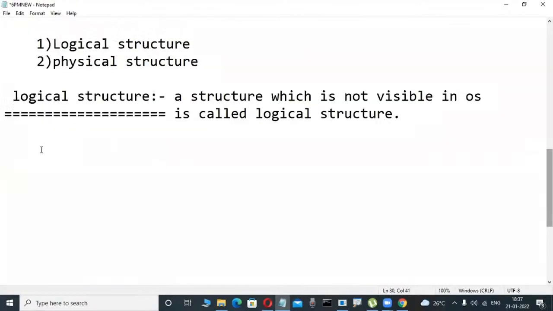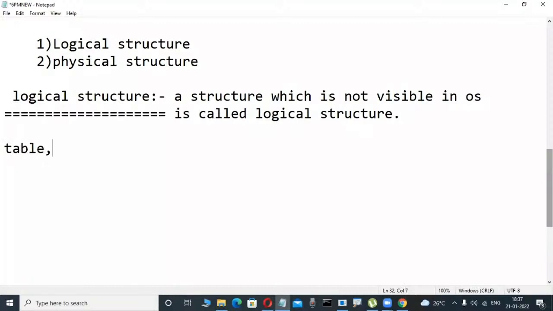But in this logical structure only, developers are working. Suppose I'm a PL/SQL developer, you are a SQL developer, Java developers, .NET developers, Python developers, ETL developers. These all persons are working in a logical structure. That logical structure contains tables, which are there in Oracle, and in SQL Server also tables are there.